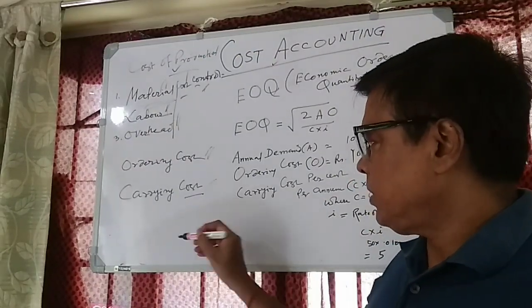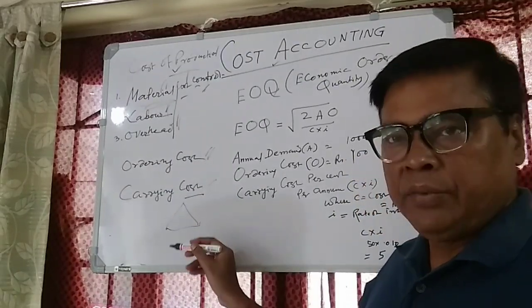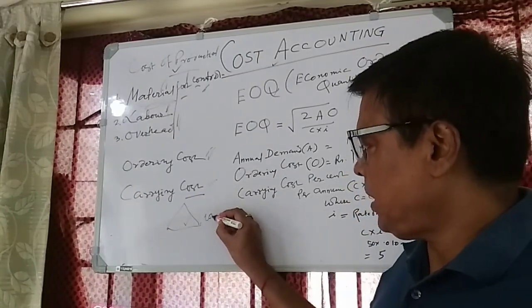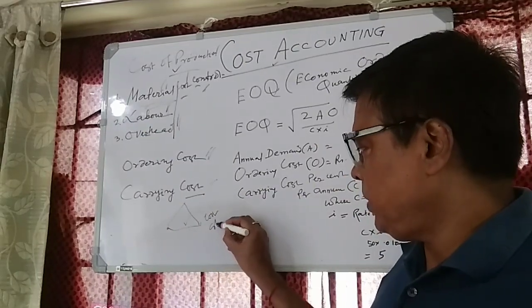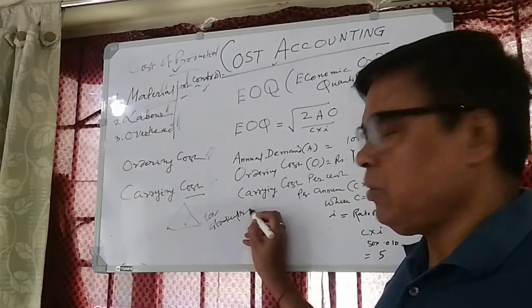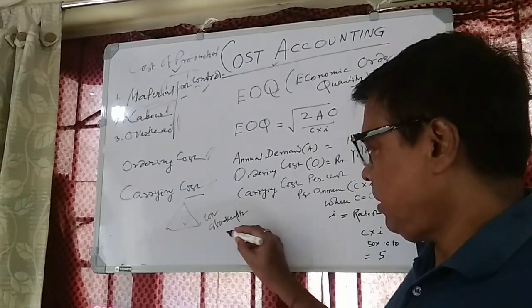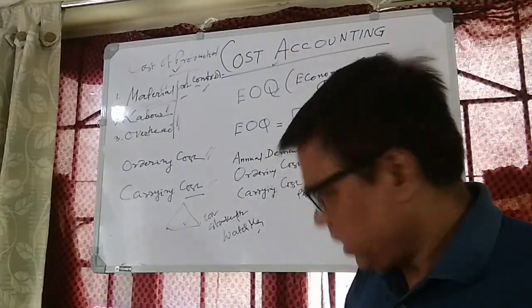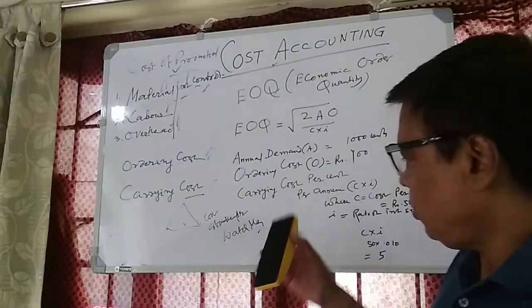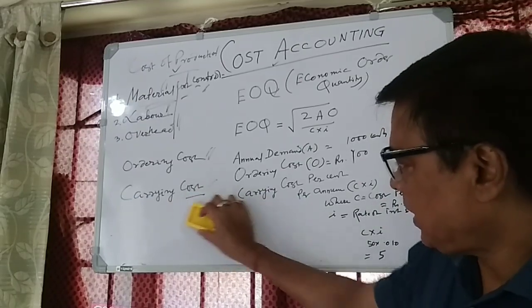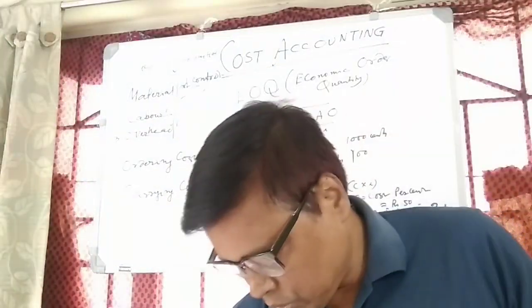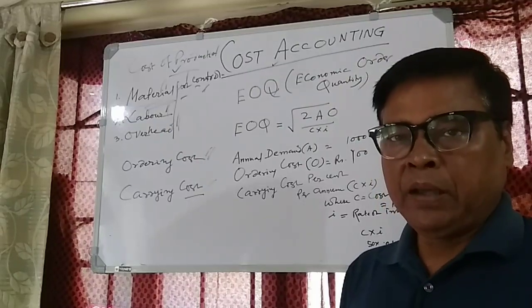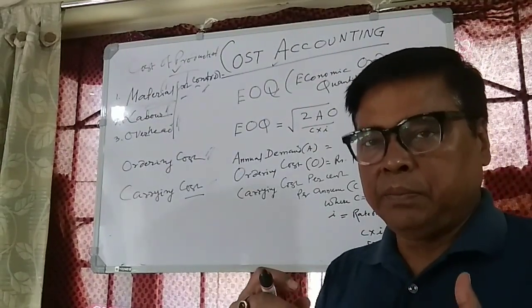Similarly, carrying cost means this: if you have to store your material in a godown or warehouse, that godown cost will be there, plus the storekeeper's salary will be there, and you also have to keep a watchman or darwan. All these costs taken together are your carrying cost. So you have to decide at what level you purchase the material, so that both ordering cost and carrying cost will be minimum, so that your total raw material cost will be reduced.